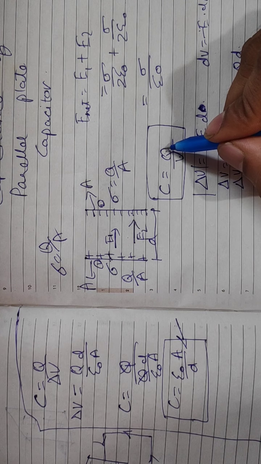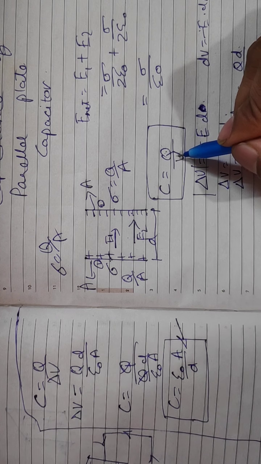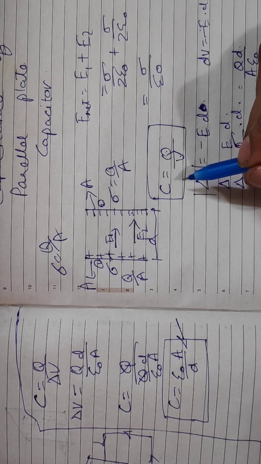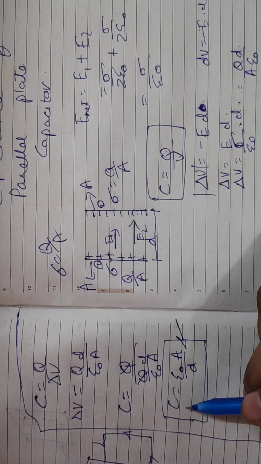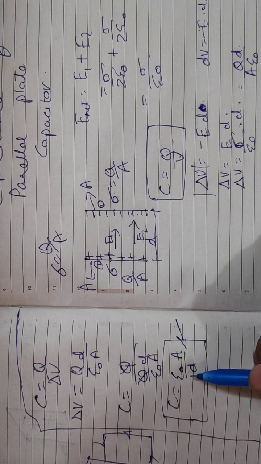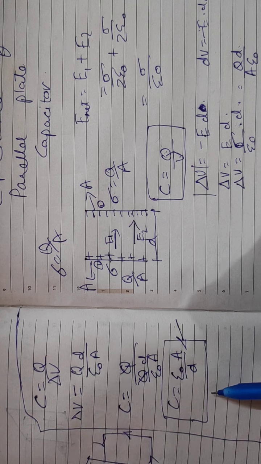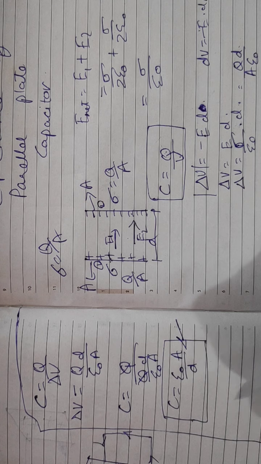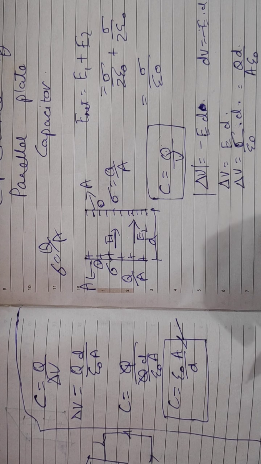As we increase the charge, the potential increases, so this ratio will always remain constant. So the capacitance of any object or any parallel plate capacitor does not depend on charge or potential. It only depends on the dimensions and the medium. I hope this much is very clear to you.